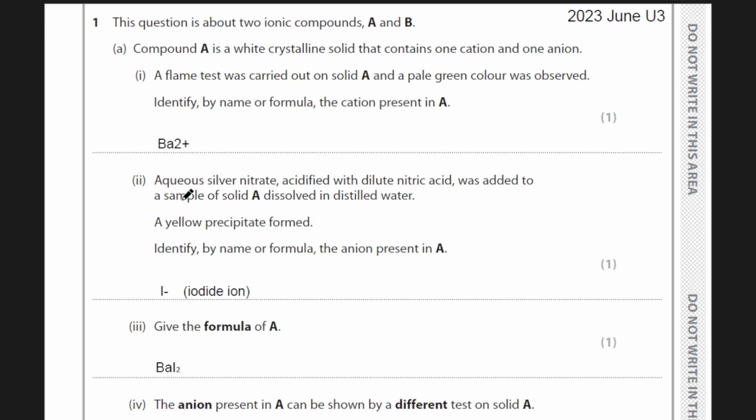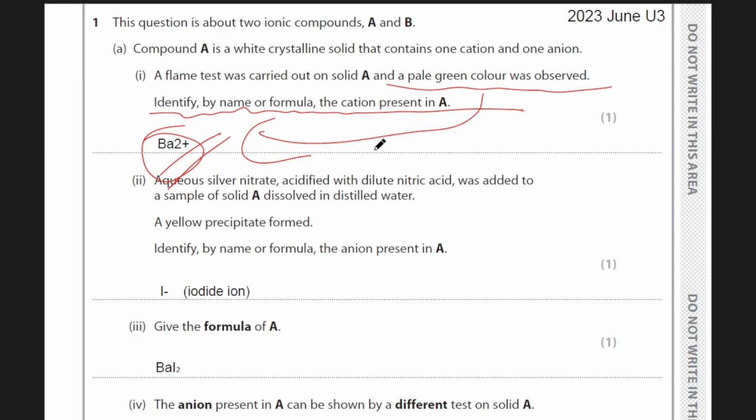The next question is about two ionic compounds A and B. Compound A is a white crystalline solid, containing one cation and one anion. A flame test was carried out on solid A and a pale green color was observed. So identify by name or formula the cation present in A. Obviously it's going to be Ba2+, because a pale green color is shown by the Ba2+ cation.